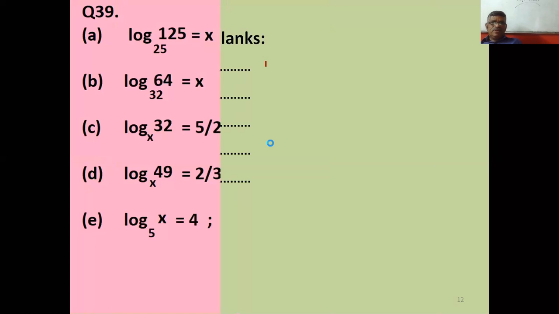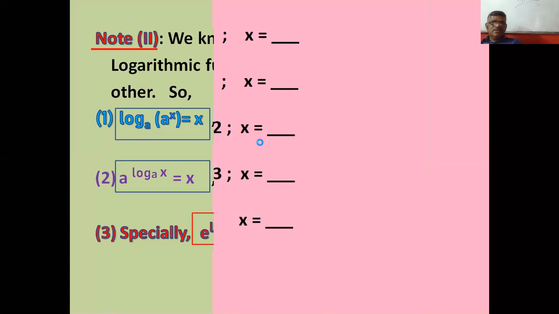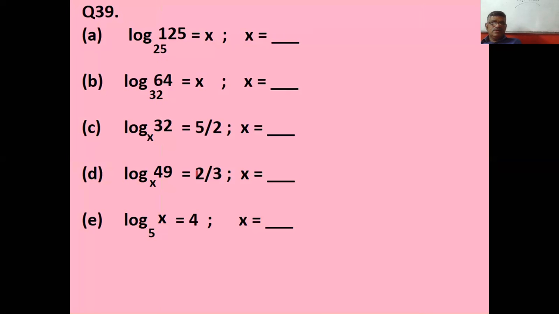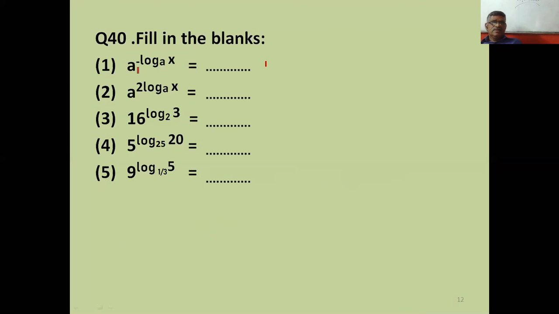What we know from here is a raised to log x base a. When this base and this base are same, a raised to log x base a is x. Here it is. This base and this base are same, but there is a minus. That minus should not be part of that formula.